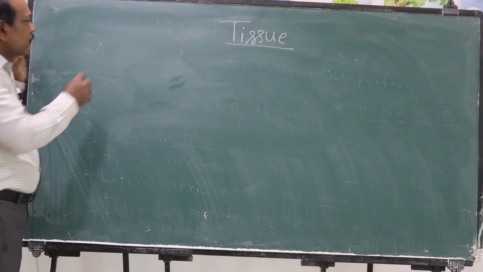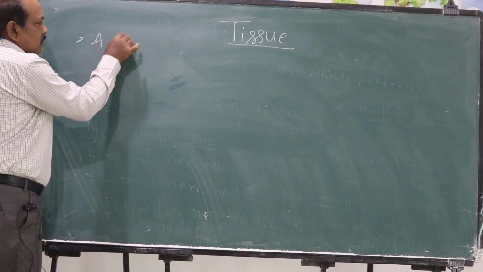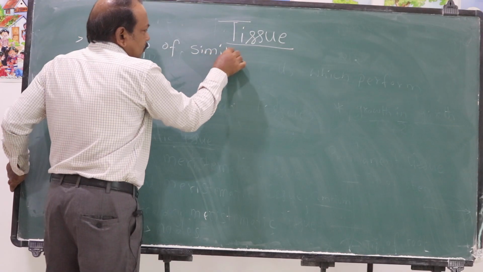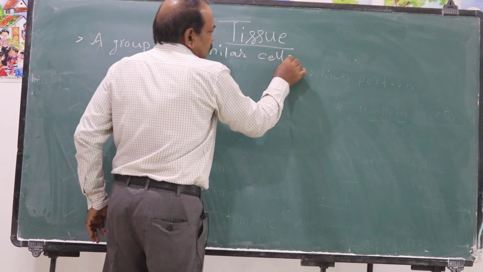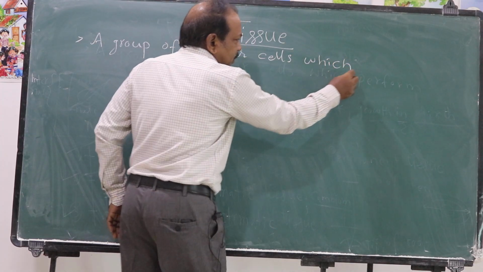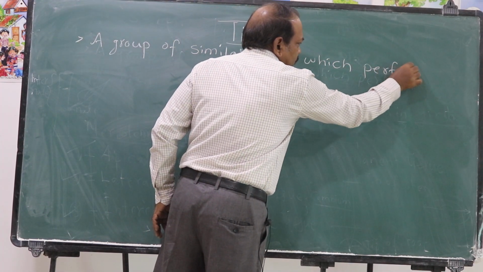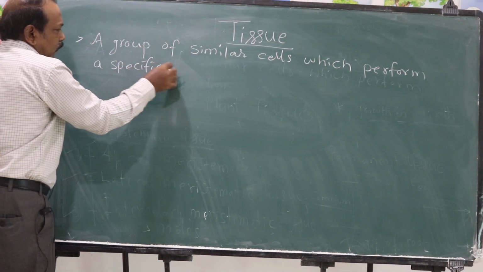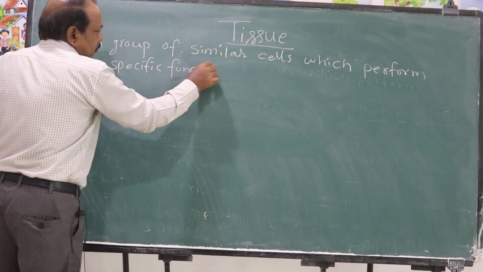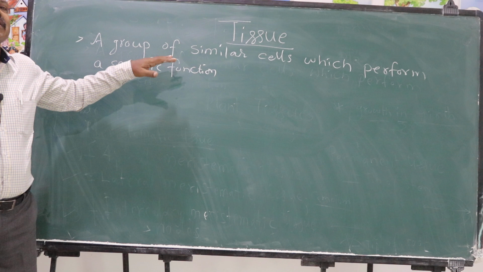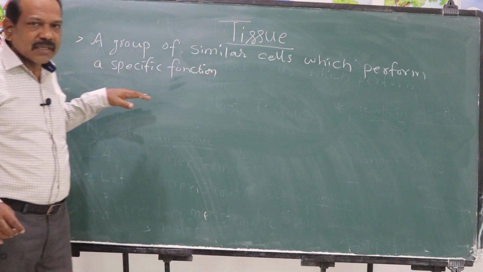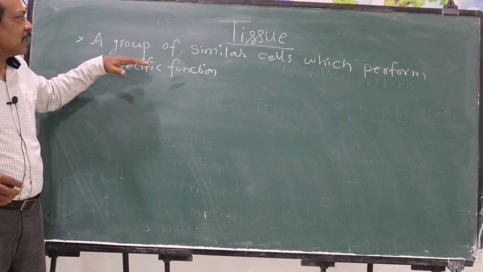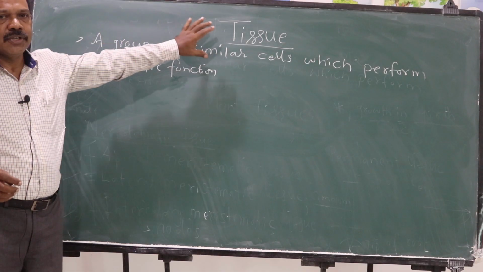A tissue is a group of similar cells which perform a specific function. A group of similar cells. They are similar in structure and they perform a specific function. They are all united together, joined together, or combined together to perform a specific function. That type of a group of cells is called tissue.